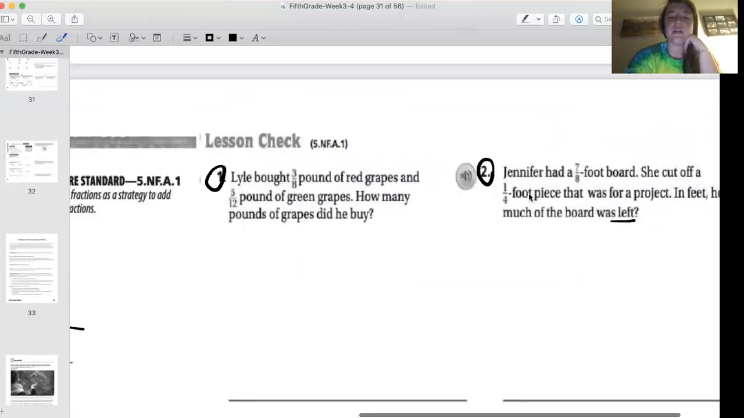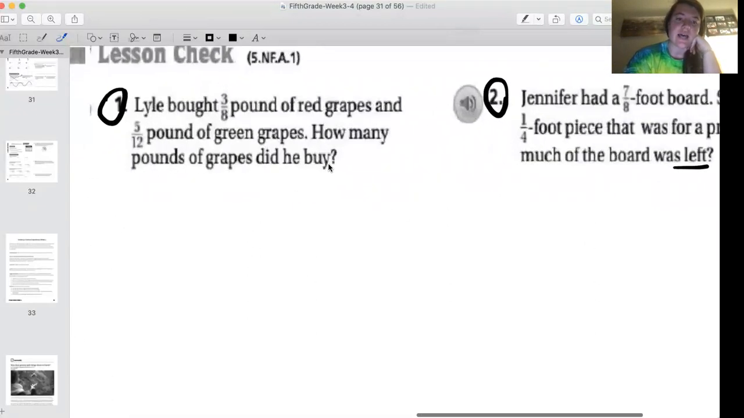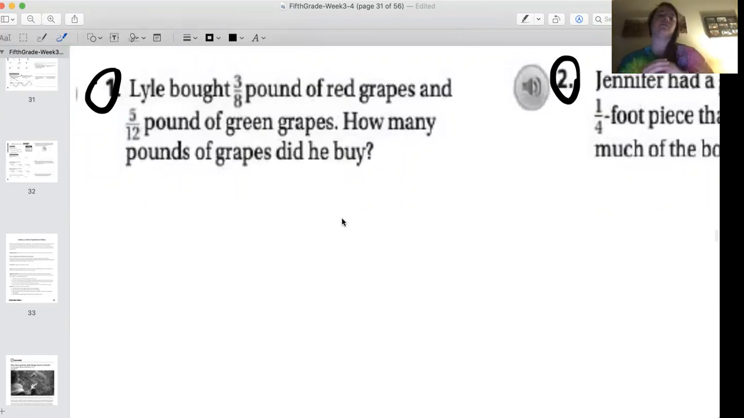So the first one says, Lyle bought 3/8 of a pound of red grapes and 5/12 of a pound of green grapes. How many pounds did he buy? So we just want to know the total, which would be addition, except you have to find common denominators, add, probably simplify. So just what you've been doing.